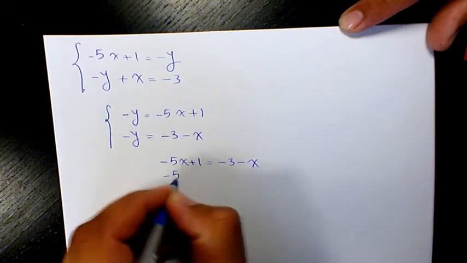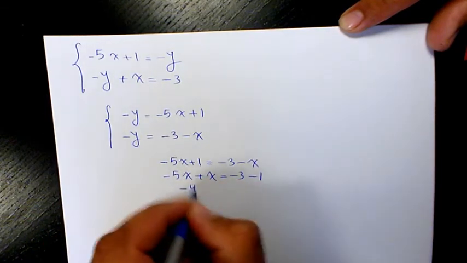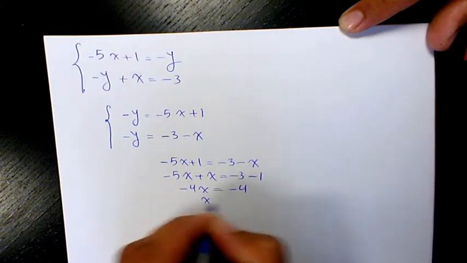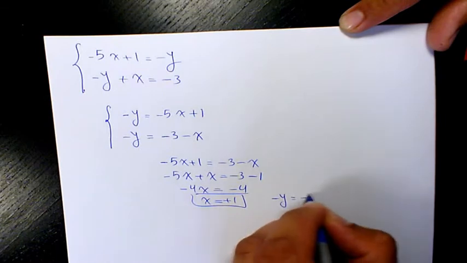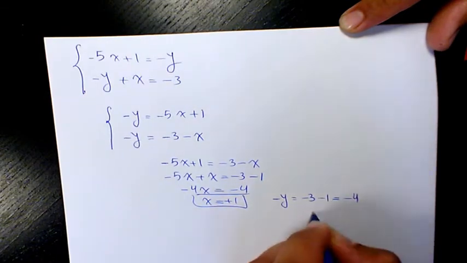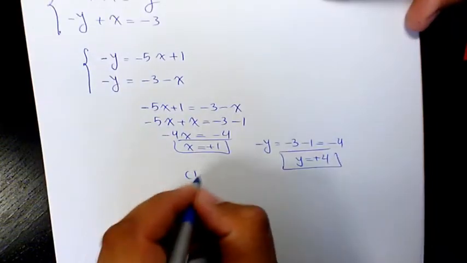When you move it to the other side, negative 3 minus 1, you have negative 4x equals negative 4, so x will be positive 1. When you sub it there, negative y equals negative 3 minus 1, that's negative 4, so y will be positive 4. So the point of intersection is 1 and 4.